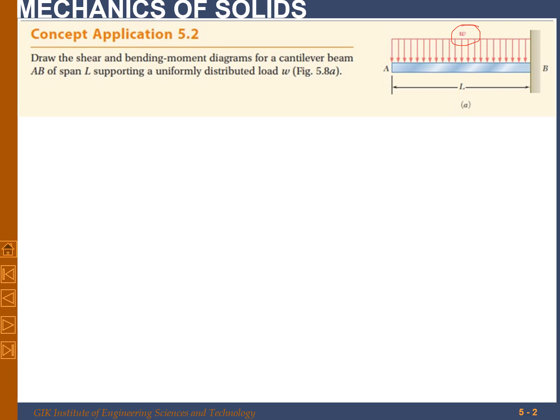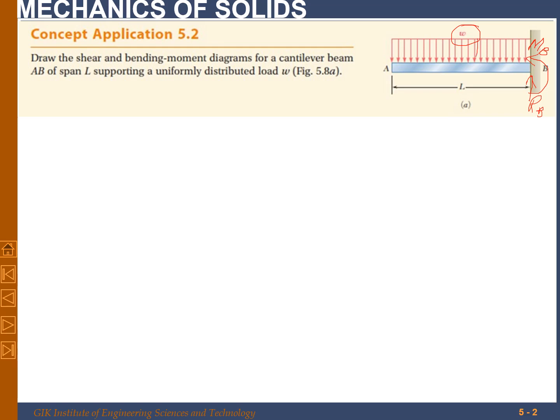For this problem, if you want to find the reactions, there will be a reaction force RB here and a reaction moment MB as well. You can find them with the static equilibrium conditions, considering the beam as a rigid body. But for this problem, we don't have to find these reactions RB and MB. So what we will do is take a section between A and B anywhere.